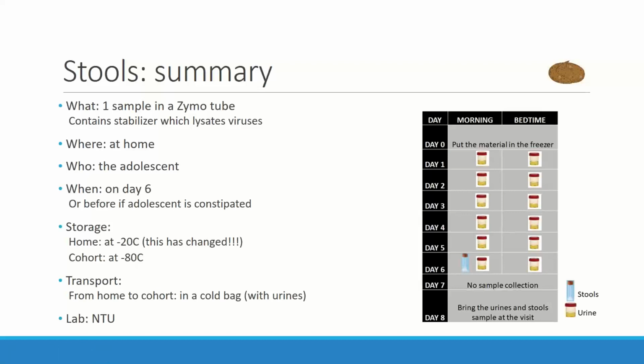And again, the transport, the shipment of the sample from home to the cohort, will be done in this cold bag together with the urine. So in the same cold bag, we will put the tupper, the box with the urine, plus the tube with the stool sample. Okay, and this sample will be sent to this lab in the UK.